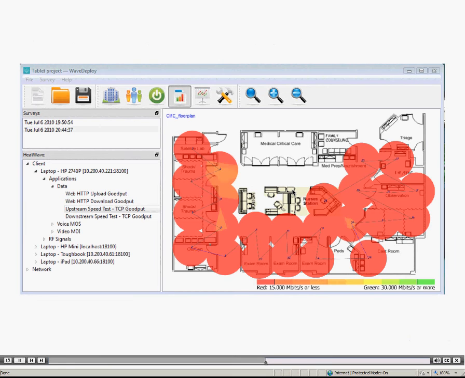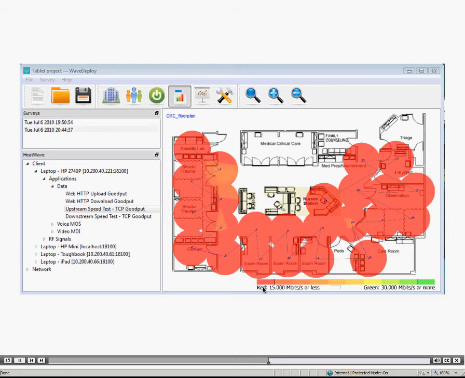How will you do that? Well, the answer is simple. With WaveDeploy, each and every one of those devices that was considered was measured. The selection criteria was as follows.